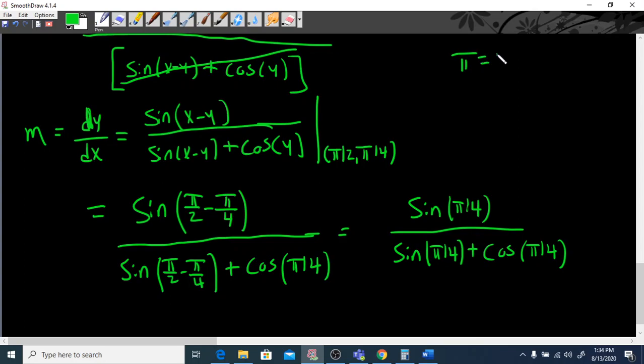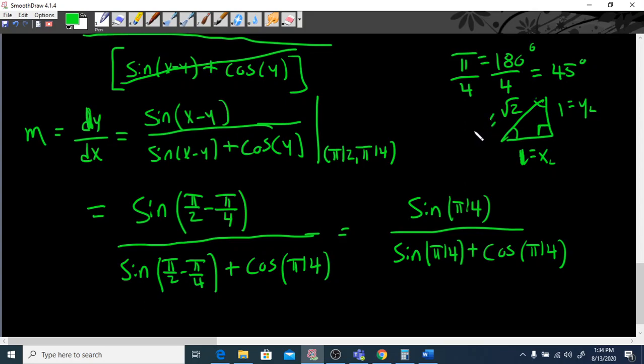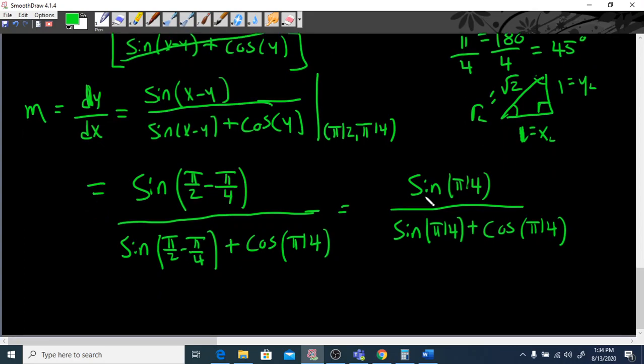Let's remember, if we've forgotten, pi is 180 degrees. Divide by 4, divide by 4. Pi over 4 is 45 degrees, right? And that gives us a little 45, 45, 90 triangle, with sides 1, 1, square root of 2. X component, Y component, R component, yeah? So the sine of pi over 4 is going to be 1 over square root of 2. And so is the cosine. They're going to be equal.